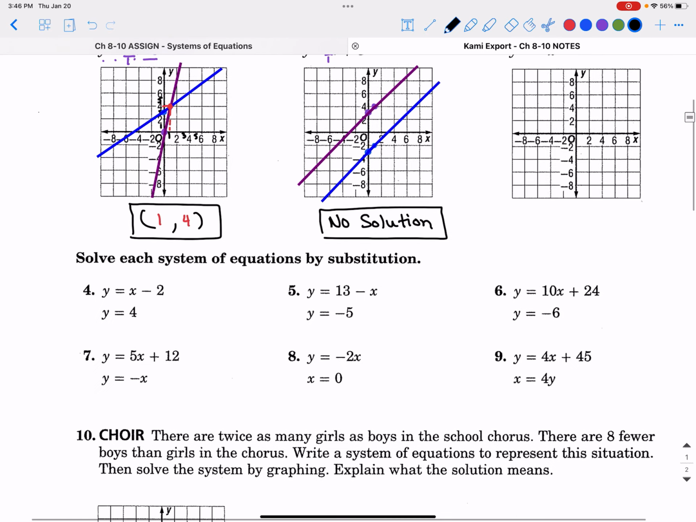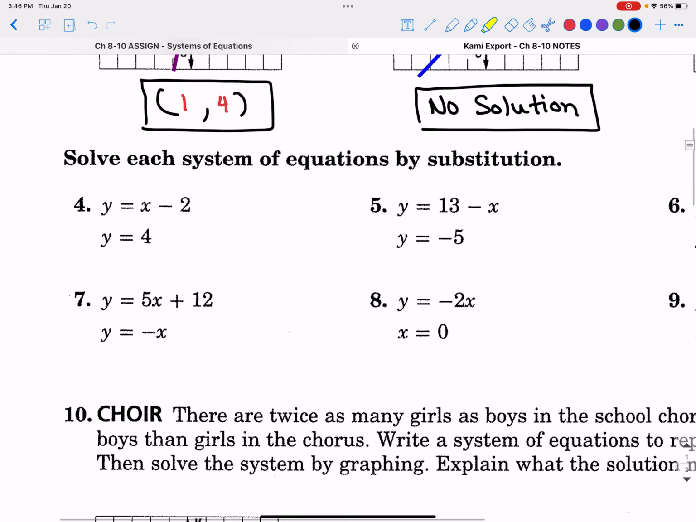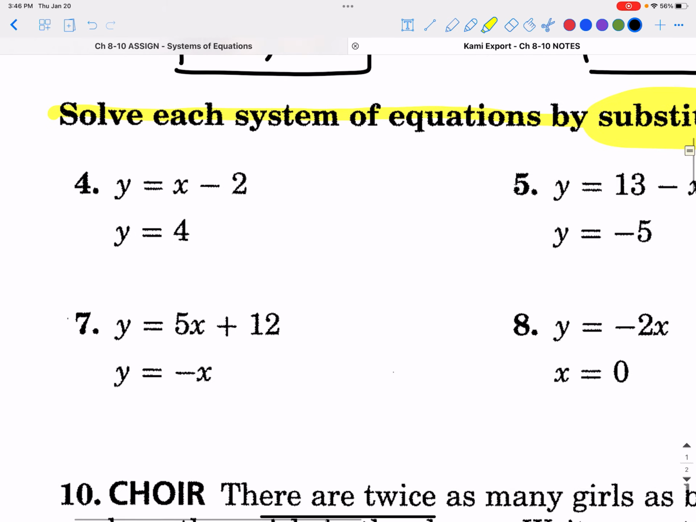All right, so let's look at the next step. The next set of directions changes a little. Notice here it says solve each system of equations by substitution. Well, this is a different method. Notice they don't give you a graph, and you can't hand draw a graph because they're never going to be to scale, so they're never going to be a true line where they intersect. So you have to do it with a different method, and that method is called substitution.